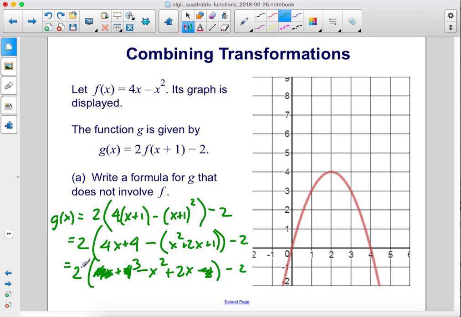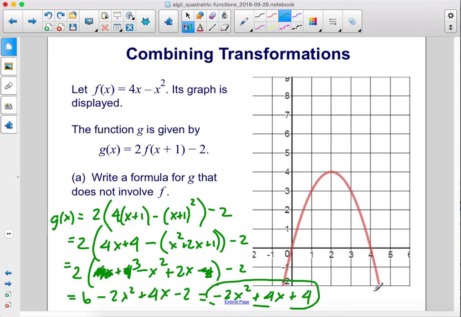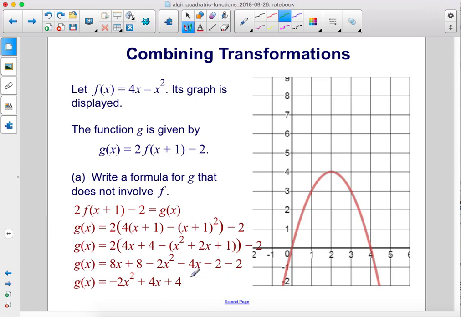We'll multiply all that by 2. So we have 6 minus 2x squared plus 4x minus 2, and 6 minus 2 gives us 4. So in rearranging a bit, we have negative 2x squared plus 4x plus 4 as our new function g of x. And there we go, negative 2x squared plus 4x plus 4. The next step is going to be graphing our new function.